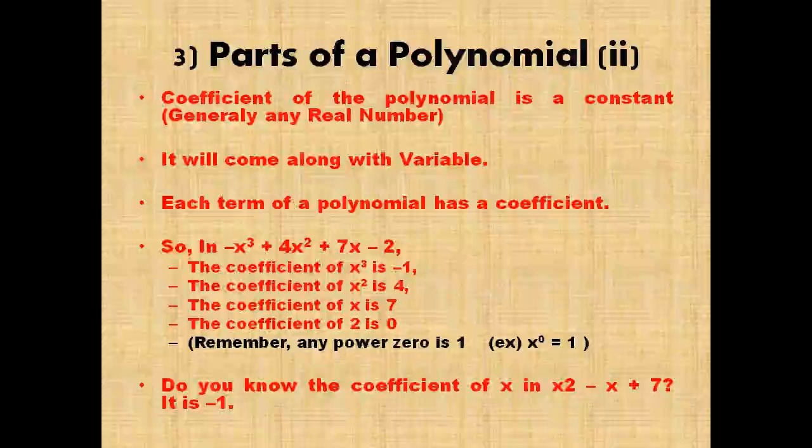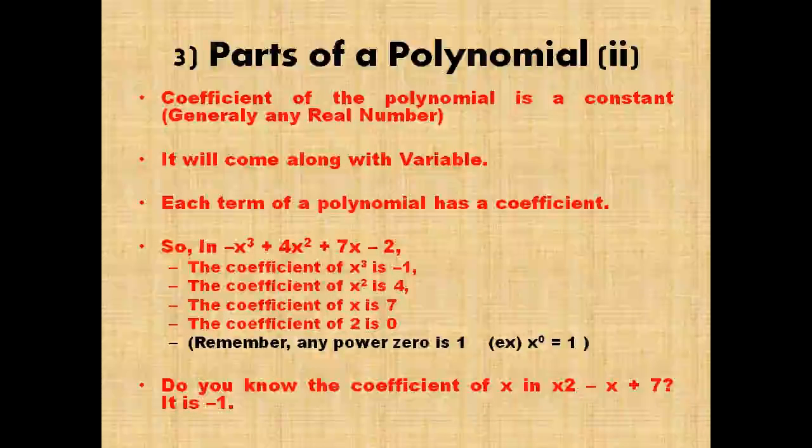The constants are generally called coefficients whenever those constants come along with the variable. So here is the definition: the coefficient of a polynomial is a constant, generally any real number, which comes along with the variable. Coefficients always come along with the variable. Each term of the polynomial has a coefficient; every polynomial has coefficients.